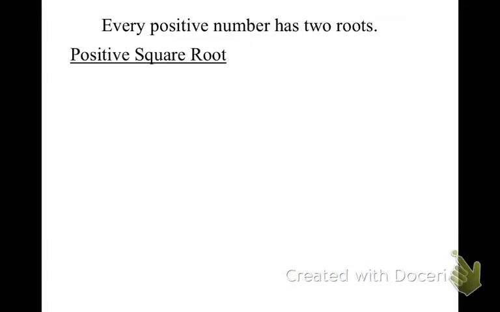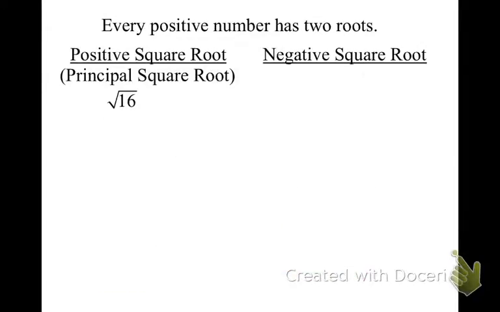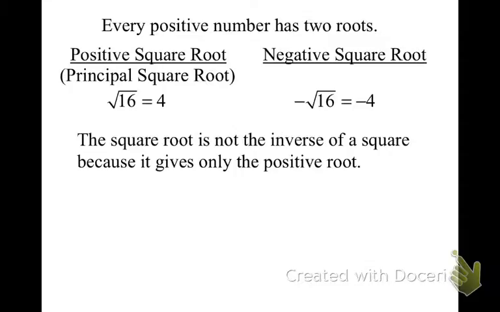So what we do is we call this the principal root. Okay? The way we show negatives is outside of the radical. Something like this. We would show a negative root like this. So it's almost like a negative 1 times the square root of 16. Okay? That makes negative 4.